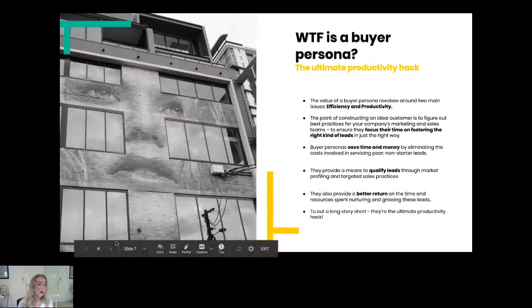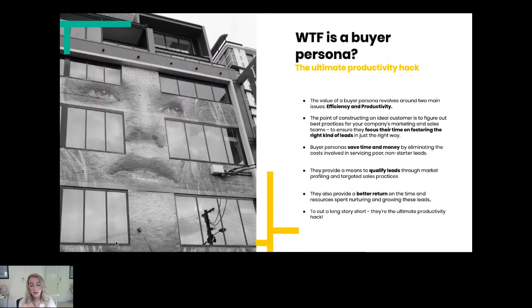So I like to think of a buyer persona as basically the value you get from it comes from efficiency and productivity. The actual point of constructing your buyer persona is to figure out best practices for your marketing and sales teams to ensure that they focus their time on fostering the right kind of leads in the right way. What I mean by the right kind of leads in this sense is people who are guaranteed to buy from you, people you enjoy working with.